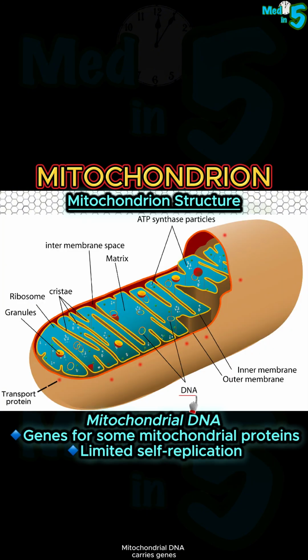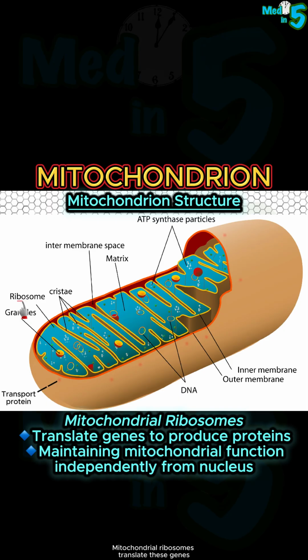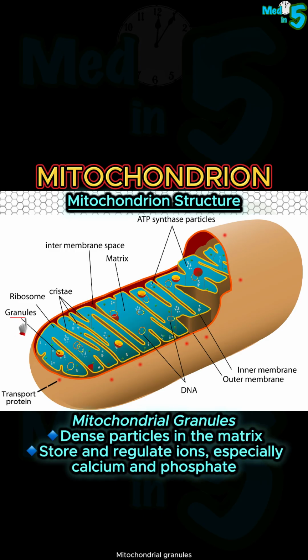Mitochondrial DNA carries genes needed to make some mitochondrial proteins and allows limited self-replication. Mitochondrial ribosomes translate these genes to produce proteins used inside the organelle, maintaining mitochondrial function independently from the nucleus. Mitochondrial granules are dense particles in the matrix that store and regulate ions, especially calcium and phosphate.